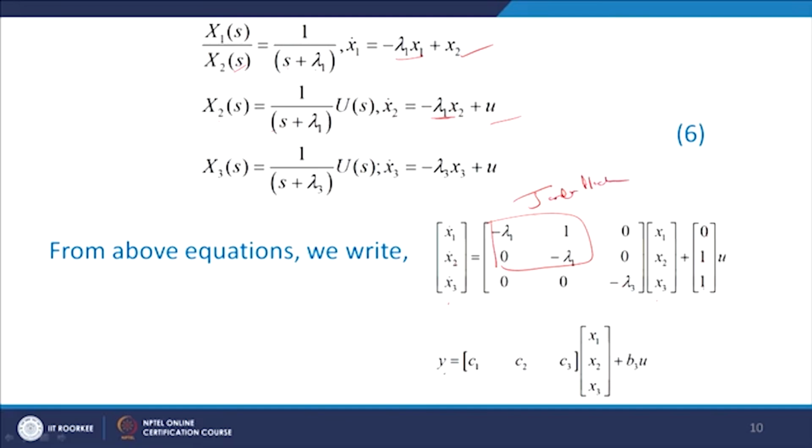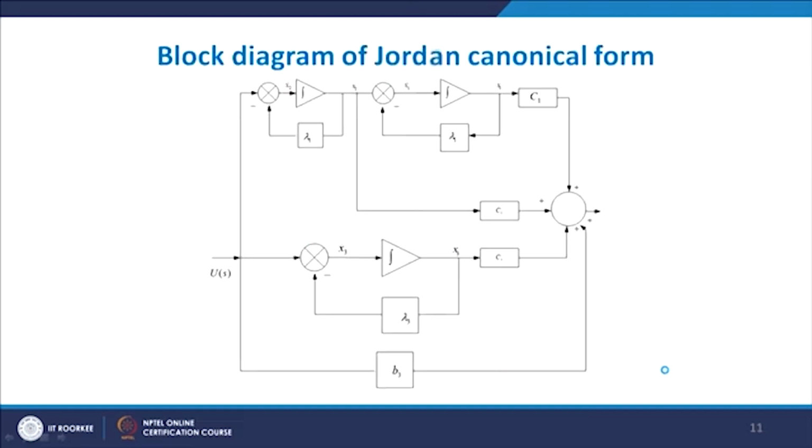And again, finally output y equal to [c1 c2 c3][x1 x2 x3] plus b3 of u. So, now we will see the block diagram of Jordan canonical form. So, 3 integrators, integrator 1, integrator 2, integrator 3, then here minus lambda 1, then here is lambda 3. Eigenvalues lambda 1 and lambda 2 are repeated eigenvalues, then c1, c2, c3 are the elements of the output matrix, then here b3 which concerns the coupling matrix D input, and here is output y of s.